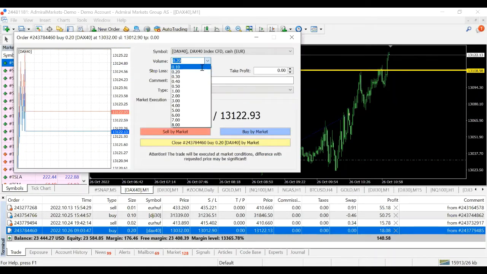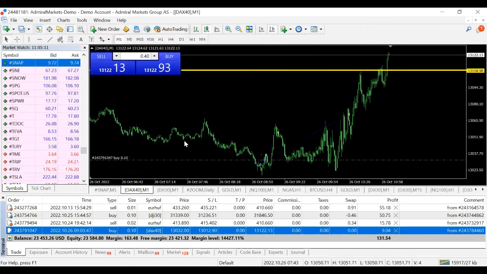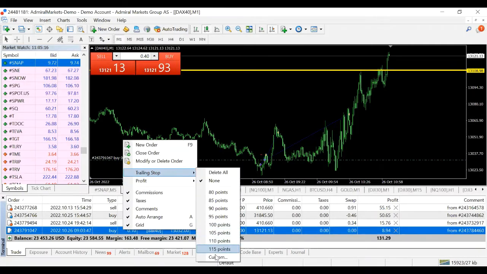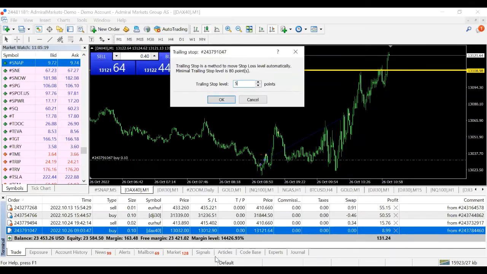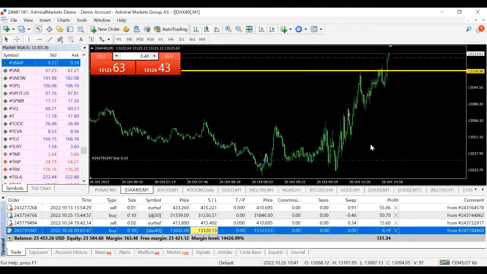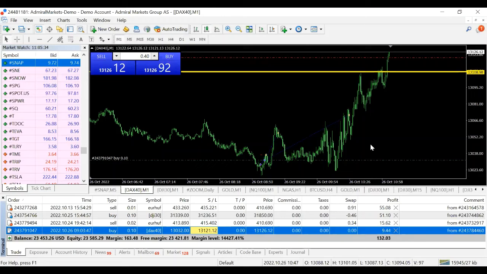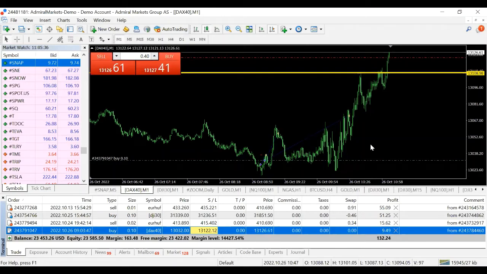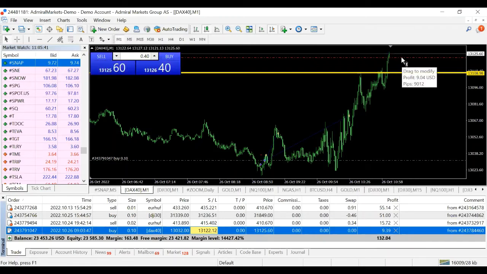Right click and close 0.10, and I will use a little bit bigger trailing stop, it will be 5 points, it's 500. And we will see what will happen with DAX. And later I will explain what was the reason for this entry. But first we wait. If the breakout is a real breakout, we will see that the open position is going up. If I get stopped out, it will be plus $9.